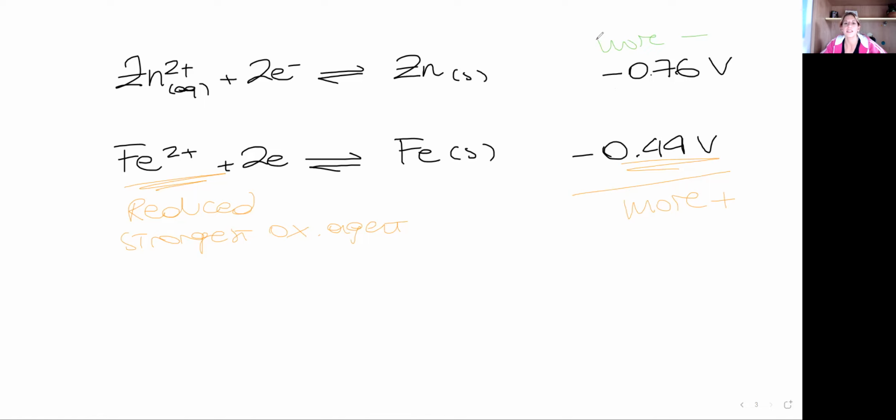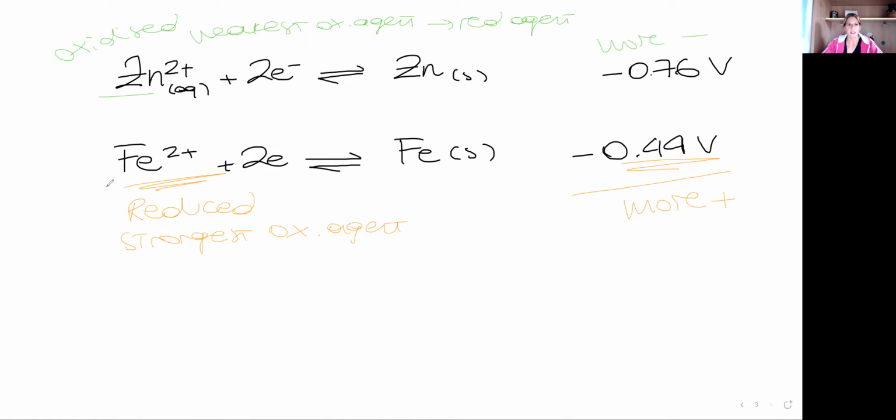It's more likely to be oxidized. So this one will be the one that is oxidized. So it's the strongest reducing agent, or let's just write it as the weakest oxidizing agent. Instead, we want it to be the reducing agent.